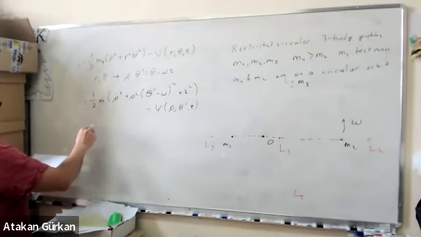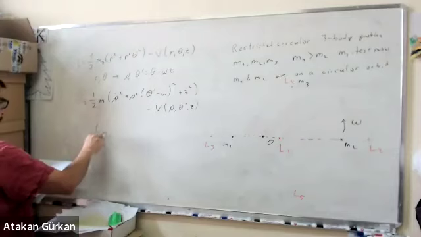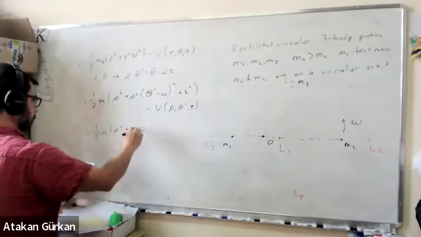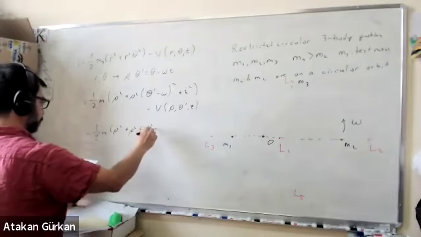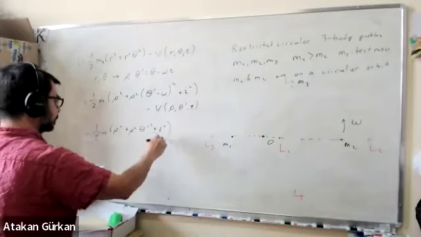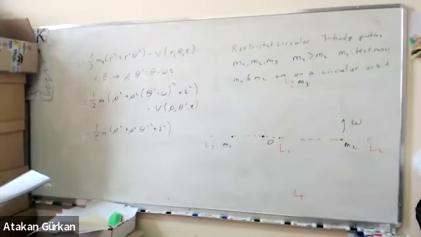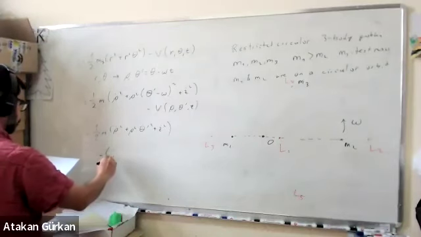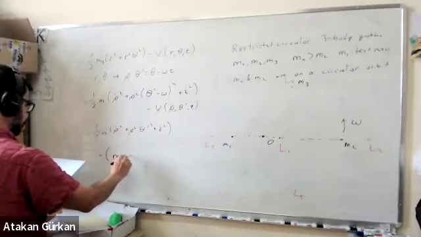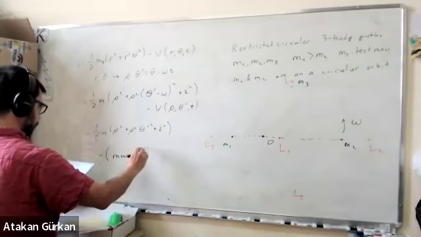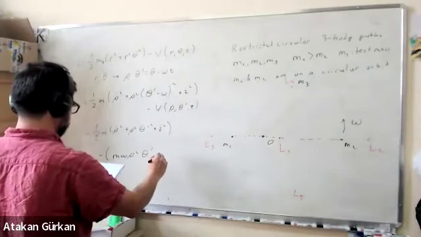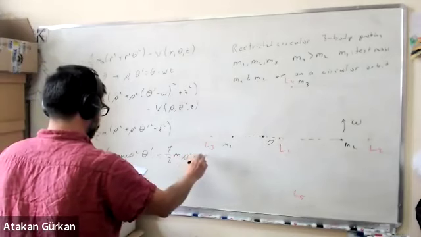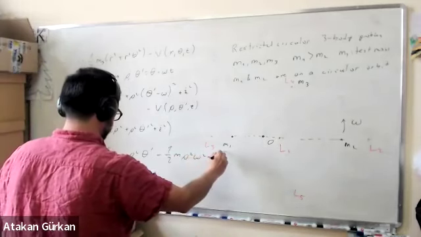This is going to be a half m, rho dot squared plus rho squared theta prime dot squared plus z dot squared. This is what you would have normally. And now we are going to get some modified potential, some effective potential. This is m omega rho squared theta prime dot, minus half m rho squared omega squared, plus your V.